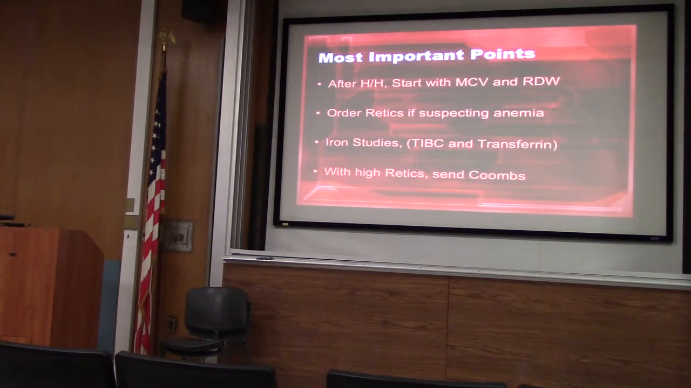So, I like to kill the punchline of the joke. I'm going to give you the main take-home points from my lecture right now so that you can pay attention to where they pop up in the lecture and you can shut off your brains from this point forward, okay? The first thing is, after you get an H&H, you want to start by looking at the MCV and the RDW on the CBC. You should always order a reticulocyte count if you're suspecting anemia in a patient because this will help to differentiate a production process versus a destructive process. If you're sending iron studies for hematology, the iron studies they like most are the double T's, I call them, TIBC and transferrin.